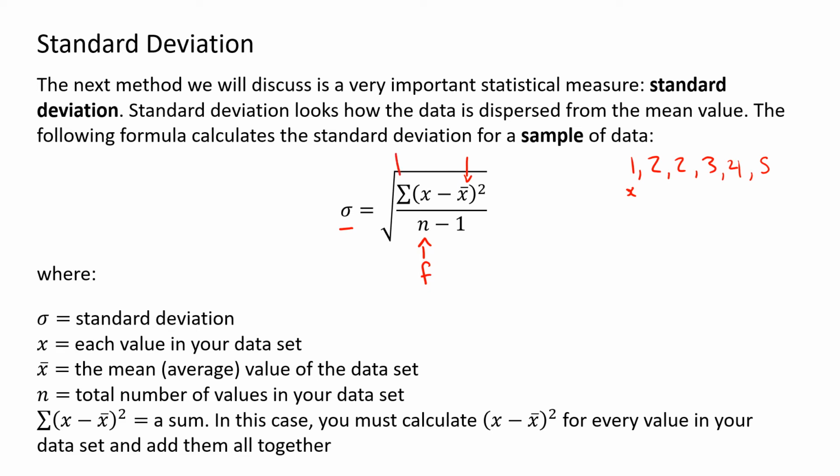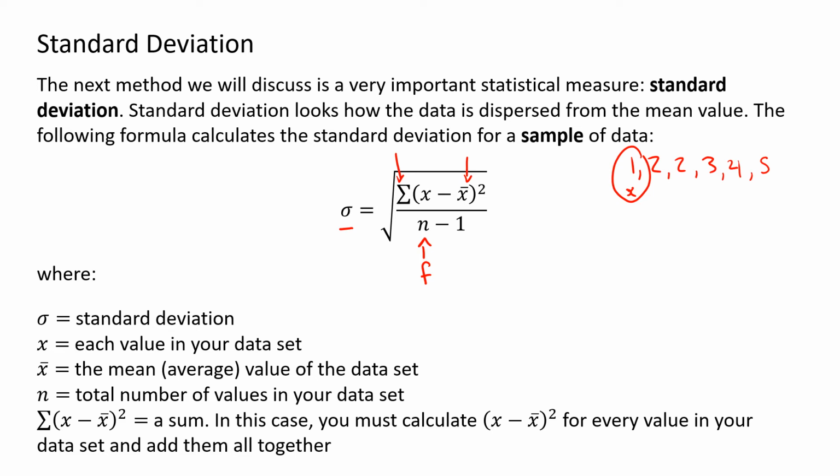And the sum symbol here is saying that you actually have to take each value of x, subtract it from the mean, and then square it. And you add all of those together. Remember, we had the sum when we talked about the mean. It was the sum of all the x terms, divided by our total number of terms. Instead, we have to do this for each individual term: x minus that mean, then square it and add all those together.